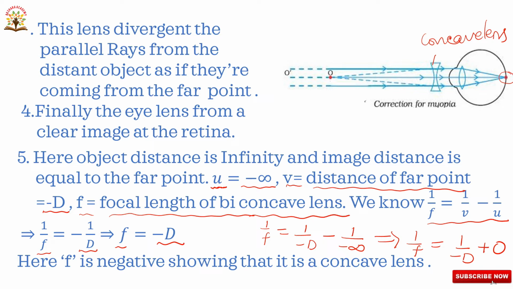Here we have to observe that f becomes negative. So f is negative, which means that it is a concave lens. For a concave lens focal length is negative. For a convex lens focal length is positive. So we can clearly say that for the correction of myopia we are using a concave lens. So f is negative, showing that it is a concave lens. Okay. Next we will go to the next question.